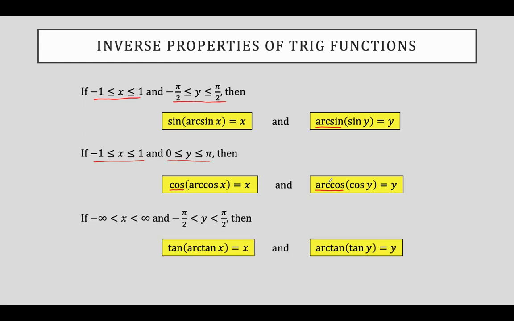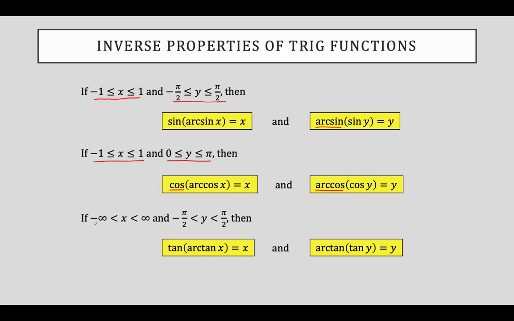And finally, if negative infinity is less than x, which is less than infinity, and negative pi over 2 is less than y, which is less than positive pi over 2, then tangent of arctan of x is equal to x. Again, inverse operations canceling out. And arctan of tan y is equal to y. Inverse operations canceling out.